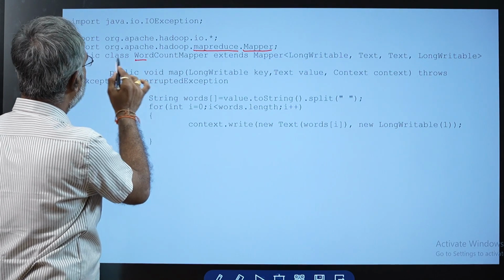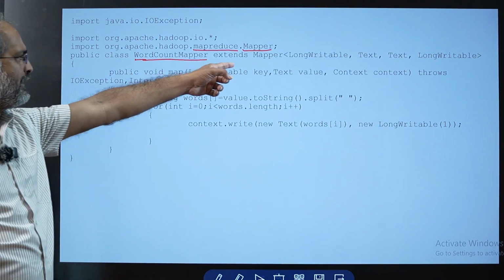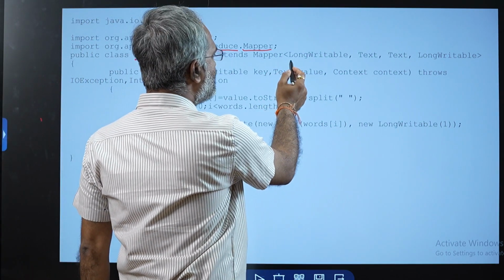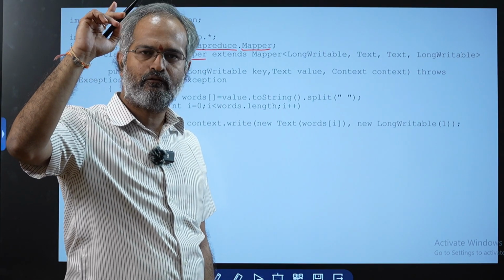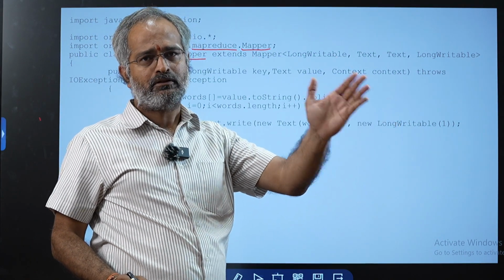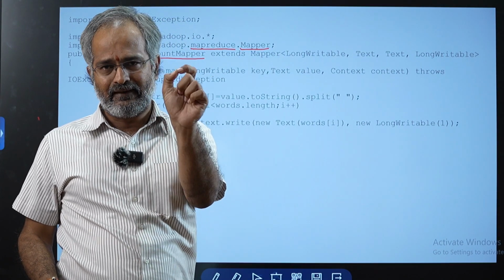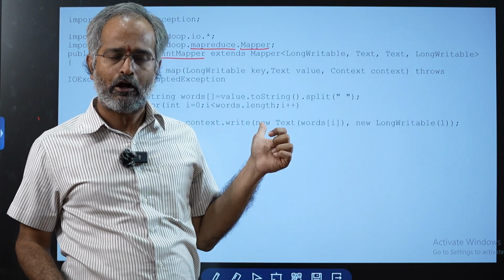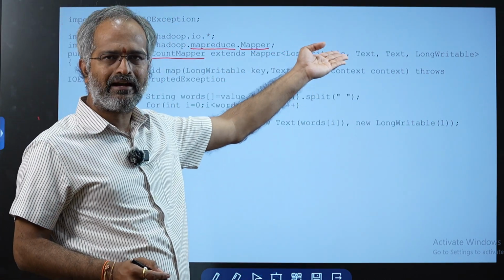creating a mapper class here, public class WordCountMapper extends Mapper of. Now we have to mention the input key type. If you remember the word count example program, what is the input key-value pair for the mapper? That is 0 comma the entire line. The 0 is an integer. So how can we mention an integer in Hadoop? By using LongWritable or IntWritable. You can use either LongWritable or IntWritable.